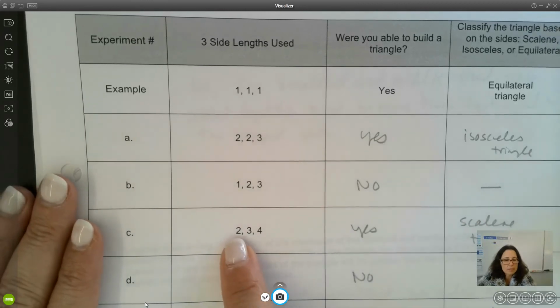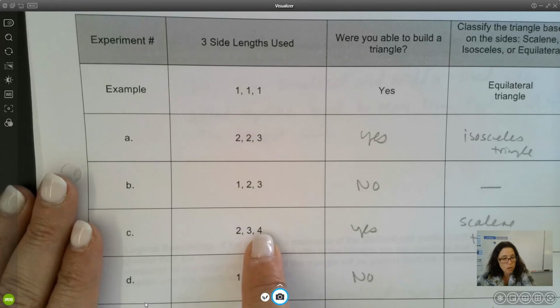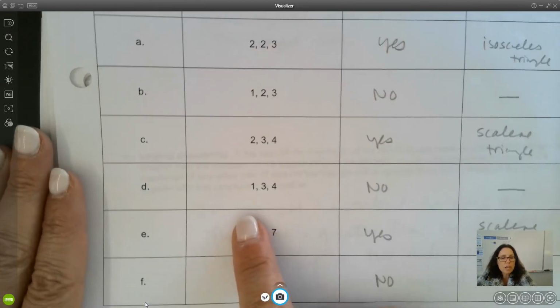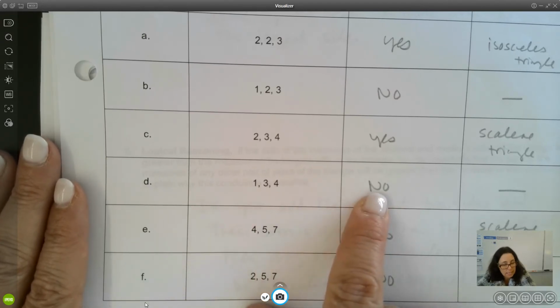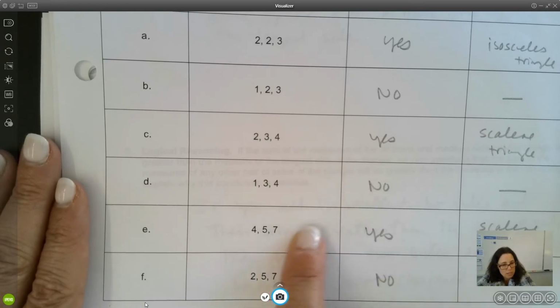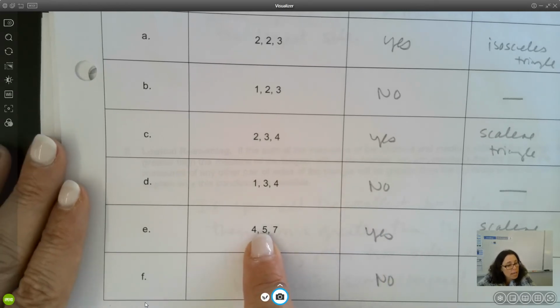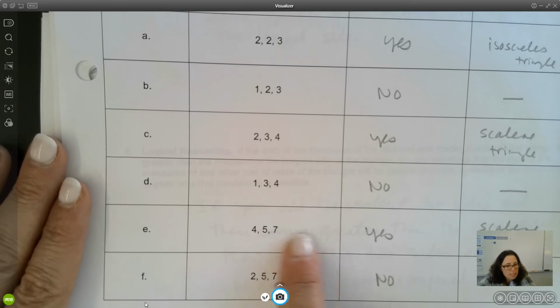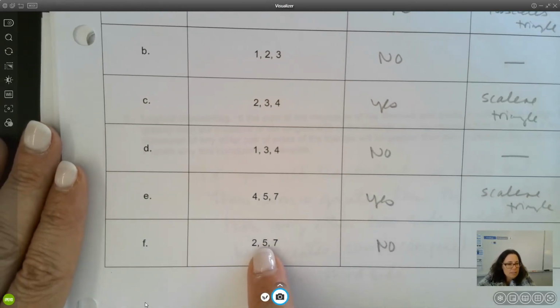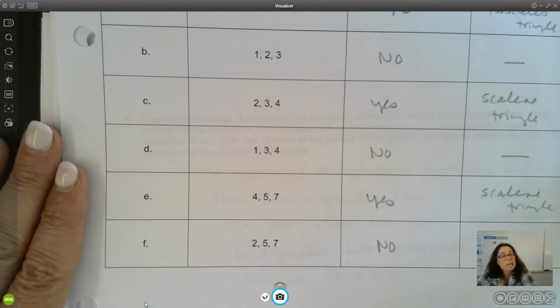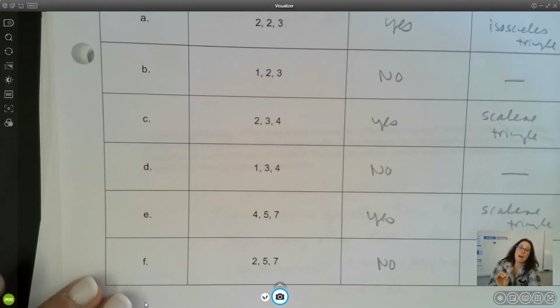Okay, this guy, two smallest sides, 2 and 3 added together, 5. Is that bigger than 4? Yep, it forms a triangle. 1 and 3? 1 and 3 add to 4, not bigger than 4. It came close, but it doesn't quite make that triangle. 4 plus 5 is 9. It's bigger than 7. Yep, it makes that triangle. 2 plus 5 is 7. Not bigger than 7. No. So that's the rule behind what you just saw happening.